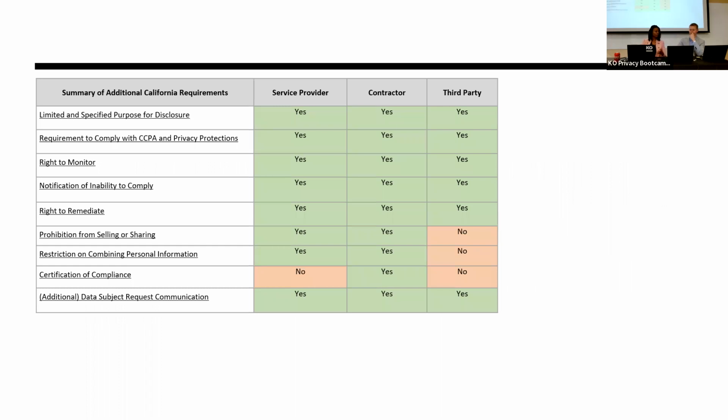So I've got a chart similar to the one that Chris developed to show these additional provisions, 9 provisions, and how they apply to service providers, contractors, and third parties. And we're going to go through those provisions. The first 5 are directly from the statute and are applicable to third parties.